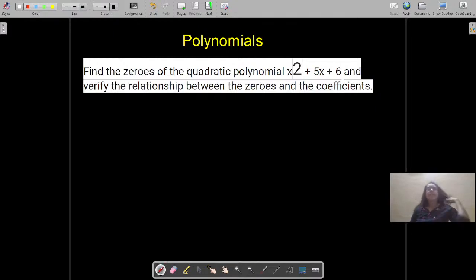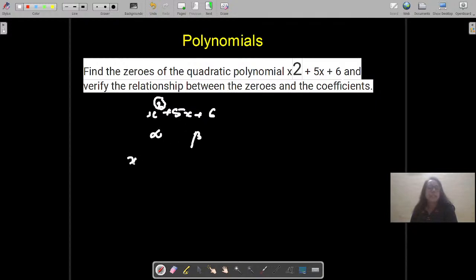Now, x square plus 5x plus 6, we are given a quadratic polynomial, and we have to find the zeros of the quadratic polynomial. Since the highest exponent is 2, the degree of this polynomial is 2. Therefore, we will be getting 2 zeros, alpha and beta. Alpha and beta we have to find out.